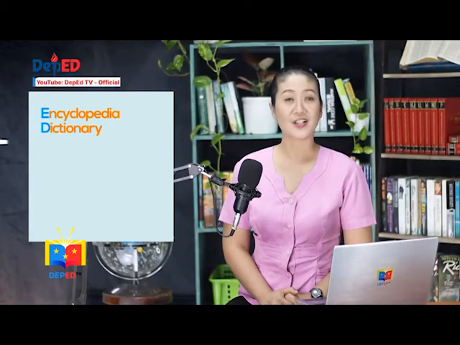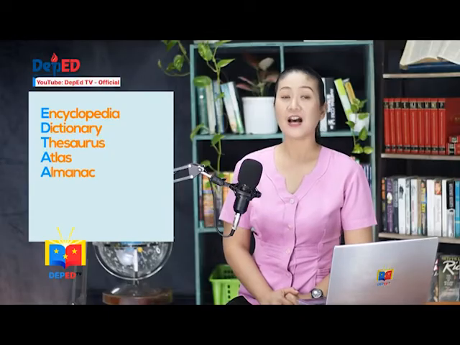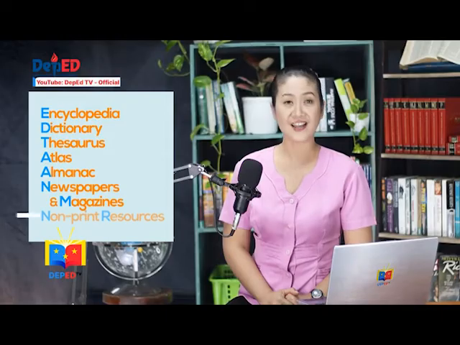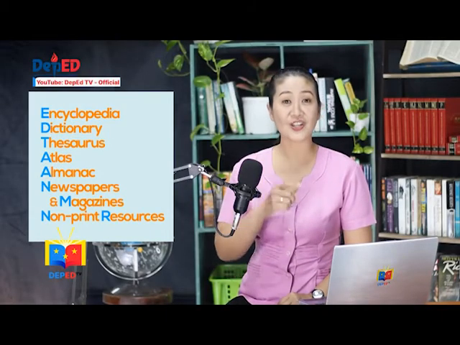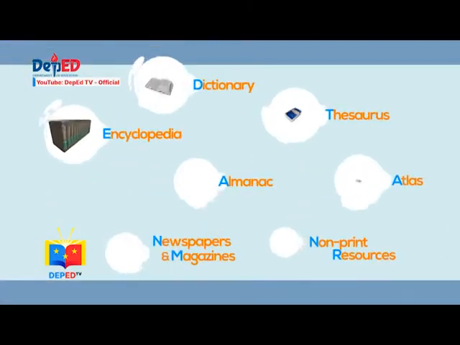1. Encyclopedia. 2. Dictionary. 3. Thesaurus. 4. Atlas. 5. Almanac. 6. Newspaper and magazines. 7. Non-print resources. Let's make sure that we will still remember what kind of information they contain.